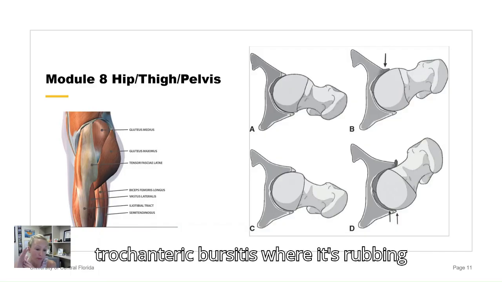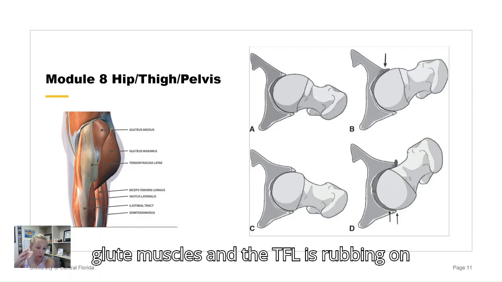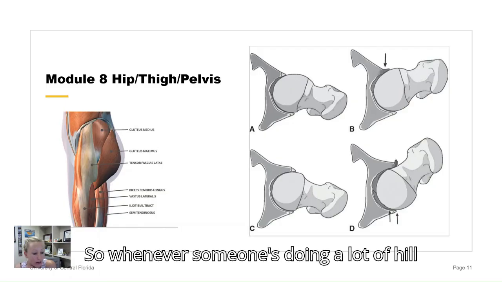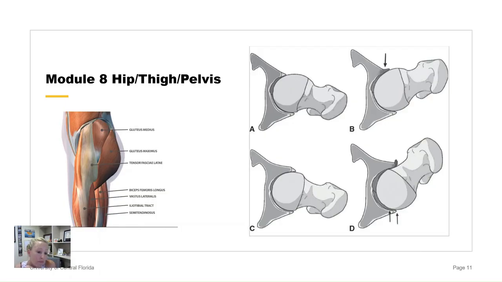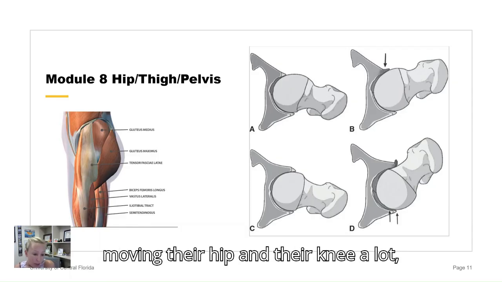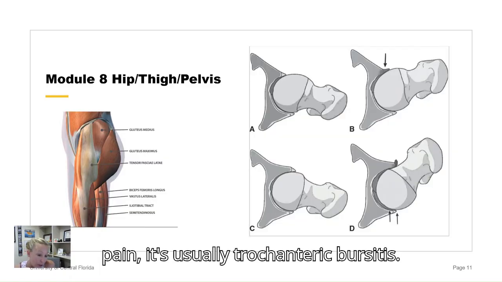trochanteric bursitis, where it's rubbing over that trochanter that's kind of sticking out on the hip, and the glute muscles and the TFL are rubbing on there, and it causes the bursa that's sitting there to get inflamed and angry. So whenever someone's doing a lot of hill running in general, or hills, biking, things where they're moving their hip and their knee a lot, and they report butt pain or hip pain, it's usually trochanteric bursitis.